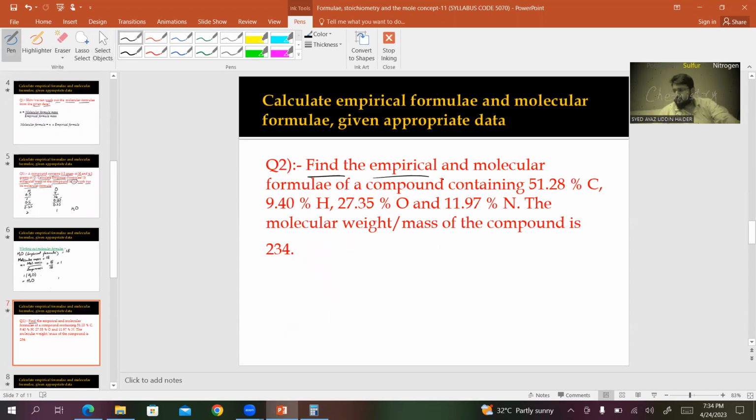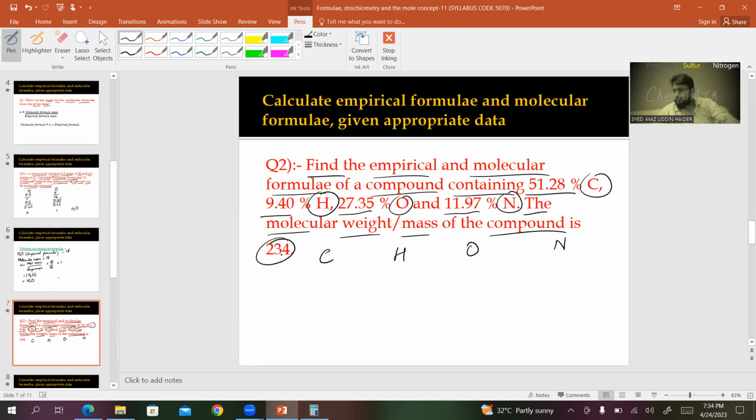Question number 2. Find the empirical formula and molecular formula of a compound containing 51.28% carbon, 9.40% hydrogen, 27.35% oxygen, and 11.97% nitrogen. So we have carbon, hydrogen, oxygen, and nitrogen. Further, the molecular mass of the compound is 234. So first of all, we will work out the empirical formula.